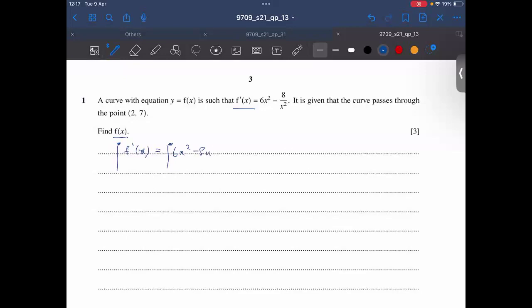All right. Now this is going to become f of x. This is going to become 2x cubed, and this is going to become plus 8 over x. All right, plus c. Now I'm going to substitute 7 equals to 2 times 2 to the power of 3 plus 8 over 2 plus c.